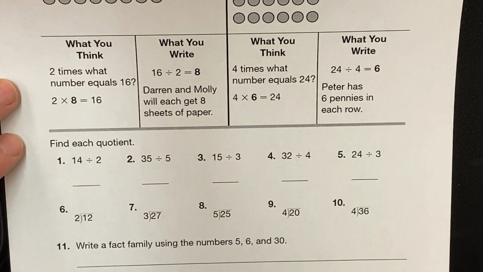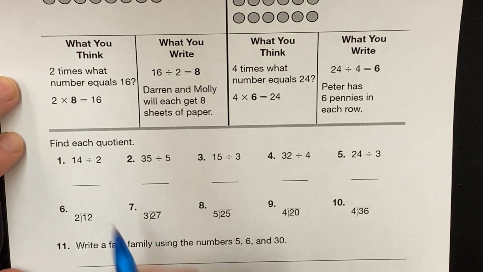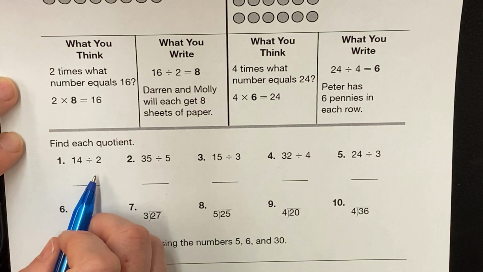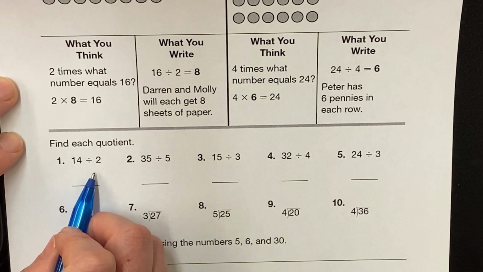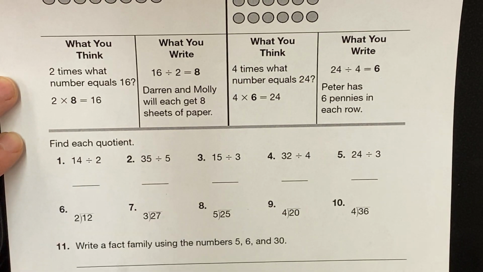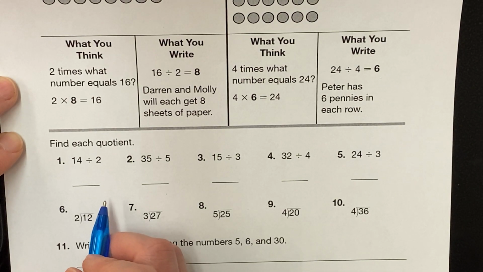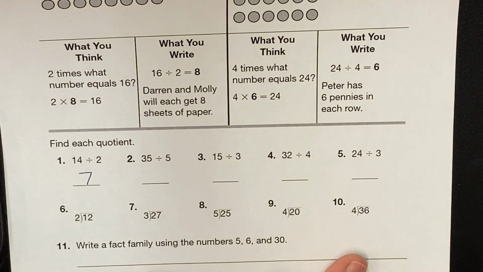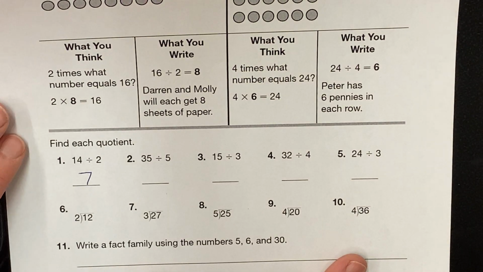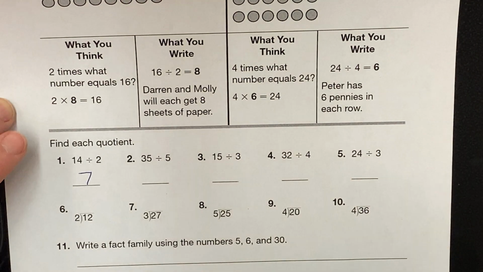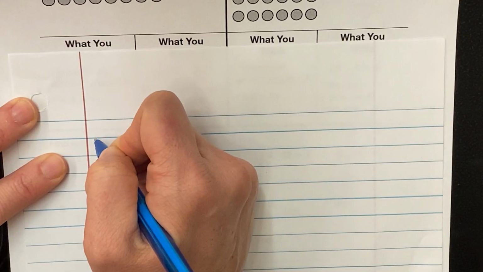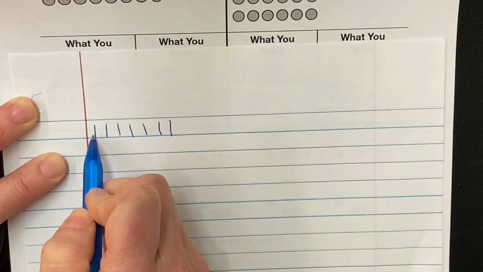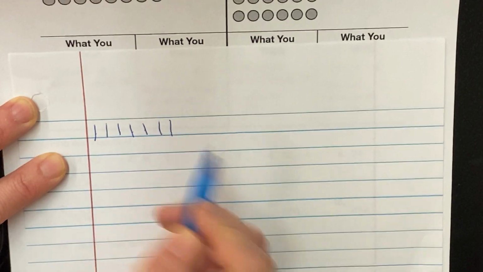All right, let's look at number 1, 14 divided by 2. Now, I know how to count by 2's very easily, so I think that's the strategy I'm going to use for this one, multiples. 2, 4, 6, 8, 10, 12, 14. That would be 7 times. Okay, to keep up with that, you might want to take a piece of paper and maybe make tick marks. 2, 4, 6, 8, 10, 12, 14. 1, 2, 3, 4, 5, 6, 7.